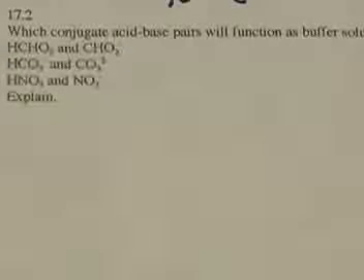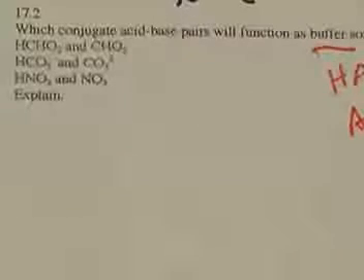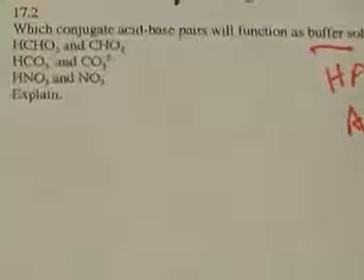Let's take a look at the first sample problem, and if you don't have this sheet in front of you yet, please find the sample problems for Chapter 17 and take those out. The first question from section 17.2 says, which conjugate acid-base pairs will function as buffer solutions? Remember, the definition of a buffer is that we have an acid, like HA, and its conjugate base, A minus, both present in the solution. Or we have a weak base and its conjugate acid.